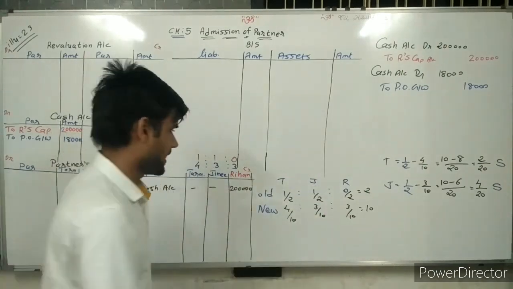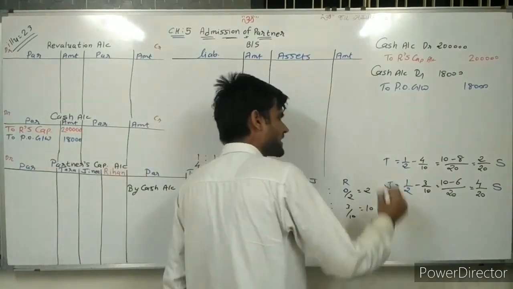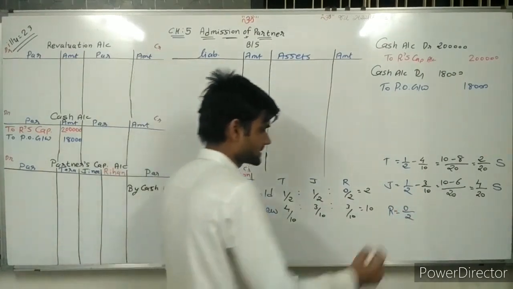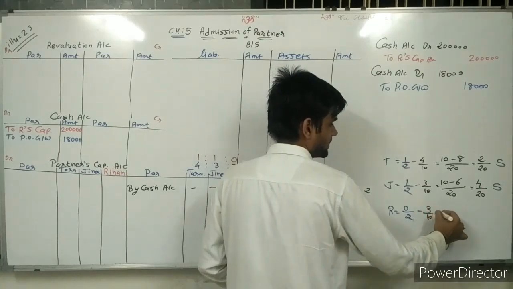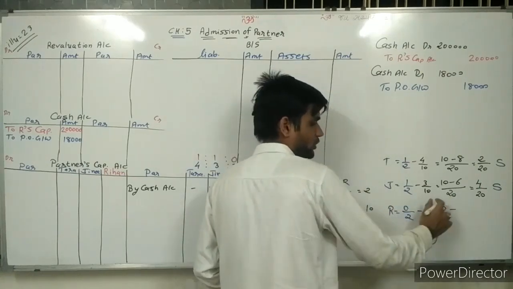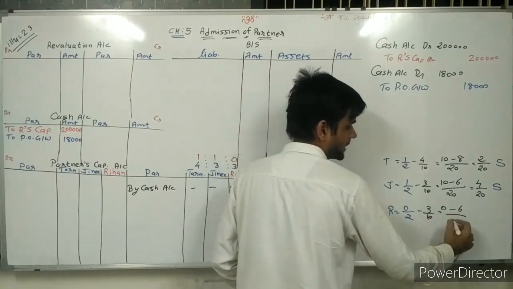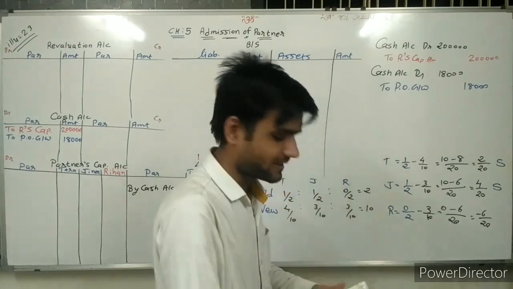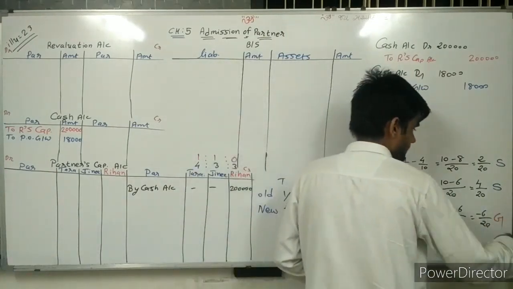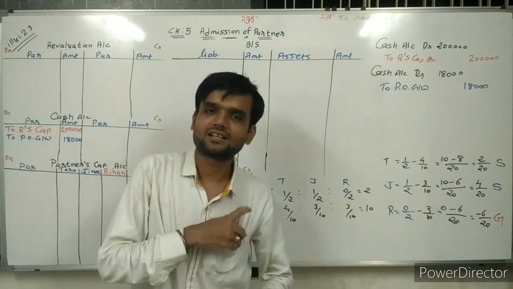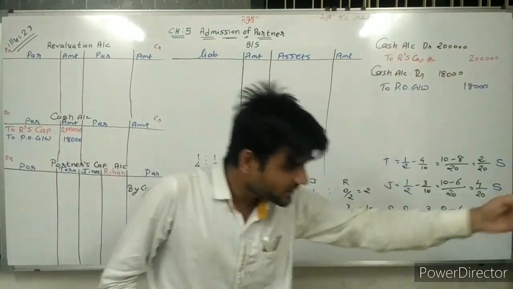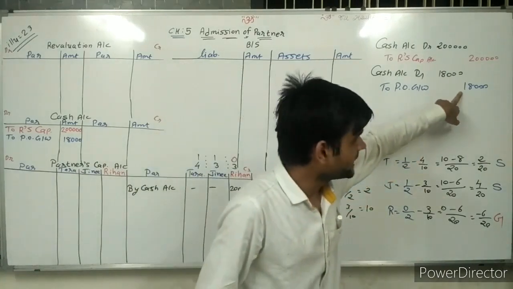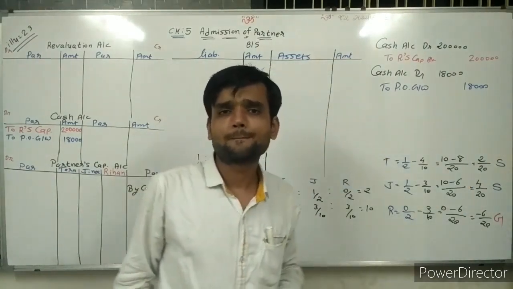Sir, what about new partner Rihan? Rihan cannot sacrifice, sir. 0 by 2 minus 3 by 10. 10 into 0, sir, 0. 2 into 3, sir, 6. Divided by 10 twos are 20. Minus 6 by 20. Sir, the most important thing: here is gain. Gain by Rihan. That's why he is bringing the goodwill amount. He brings 18,000 as goodwill.